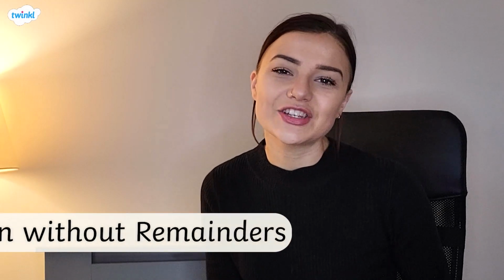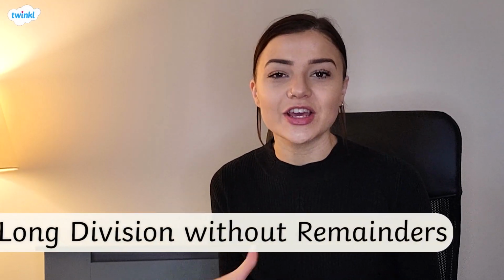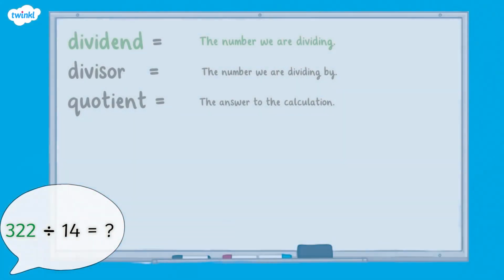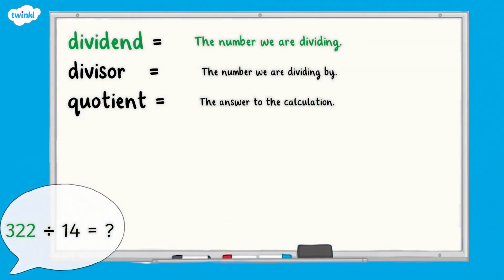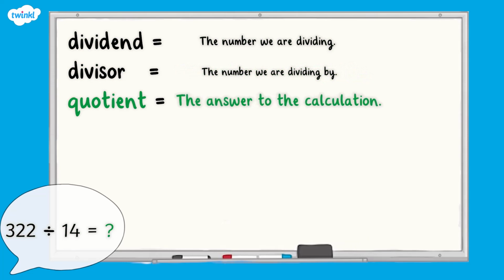This video is here to show you how to use the long division method when the divisor is a two-digit number. Let's have a go at dividing 322 by 14. The dividend, or number we are dividing, is 322. We are dividing by 14, so 14 is our divisor, and the quotient will be the answer to the calculation.